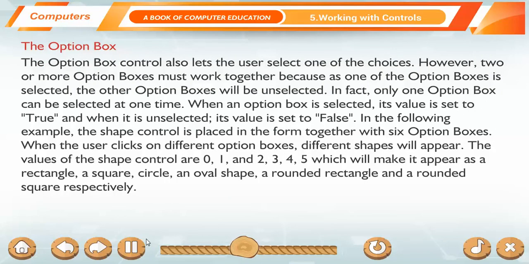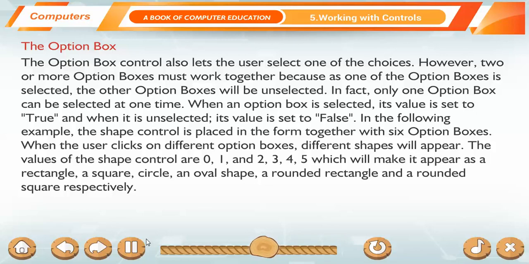The option box. The option box control also lets the user select one of the choices. However, two or more option boxes must work together because as one of the option boxes is selected, the other option boxes will be unselected. In fact, only one option box can be selected at one time. When an option box is selected, its value is set to True, and when it is unselected, its value is set to False.